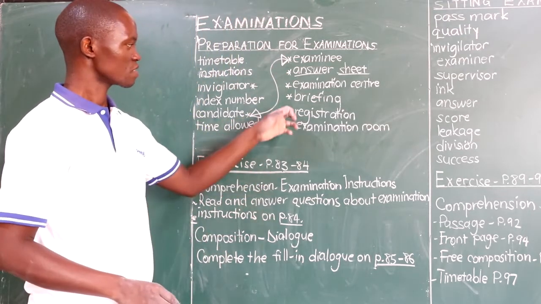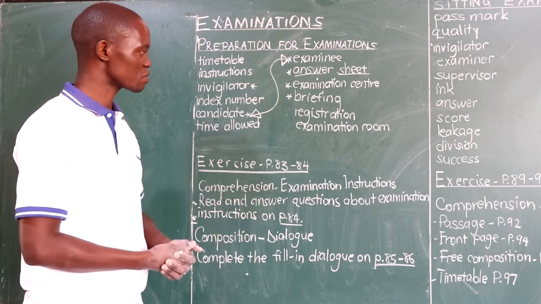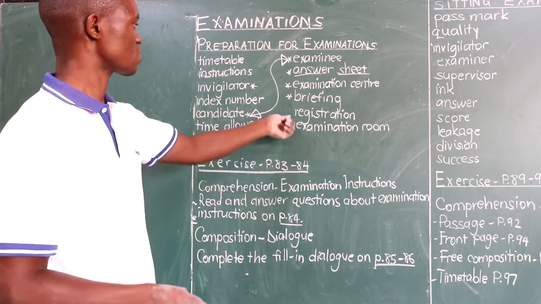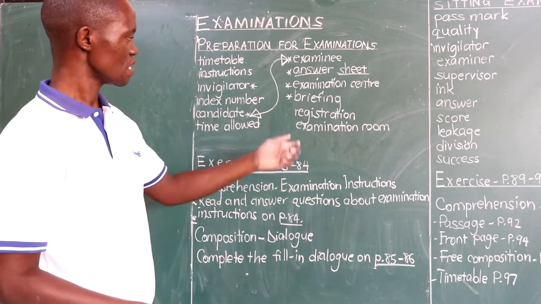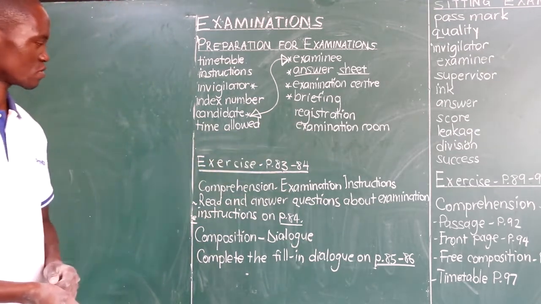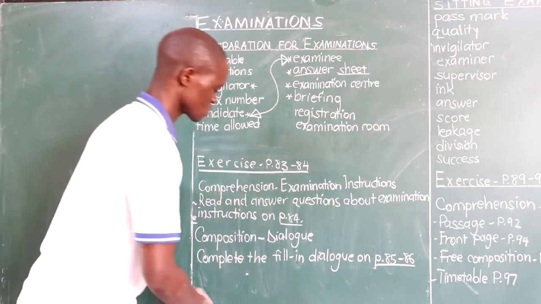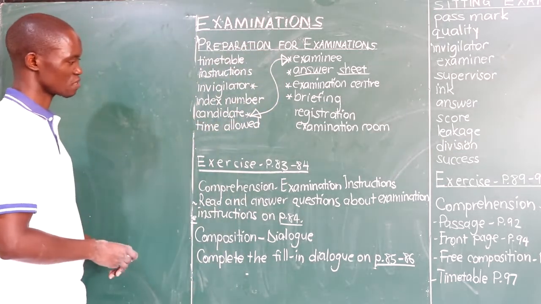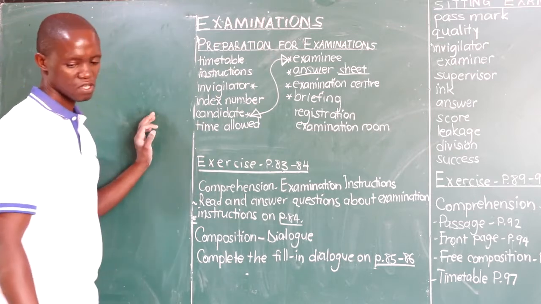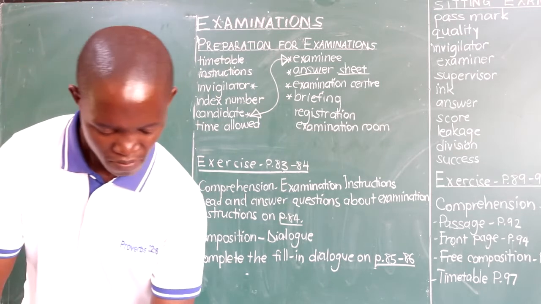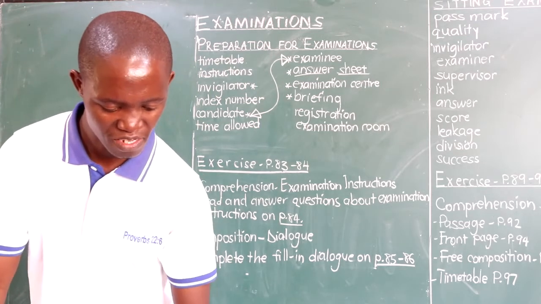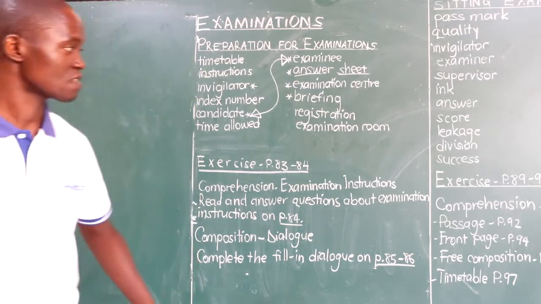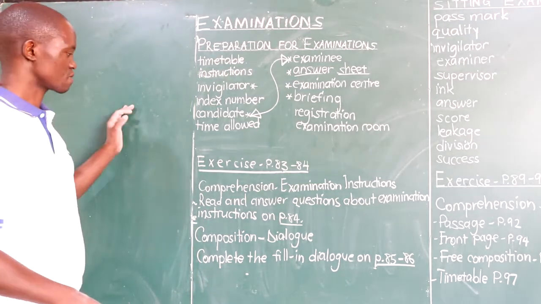Then registration. It's an abstract noun from register. And last, examination room, like I told you, it's a room where you can sit examinations. We have exercises connected to this on pages 83 and 84, the vocabulary practice exercise. That's where to find it.